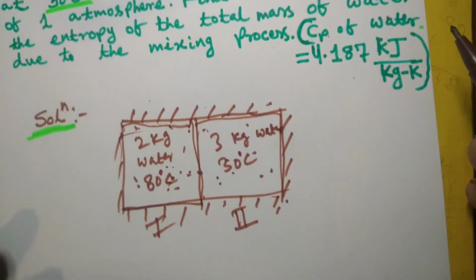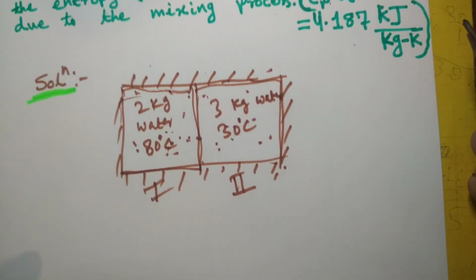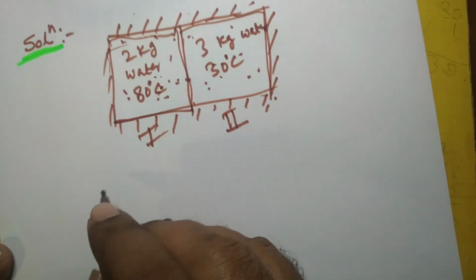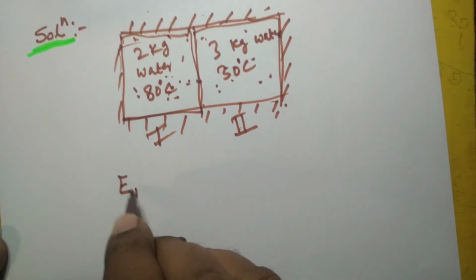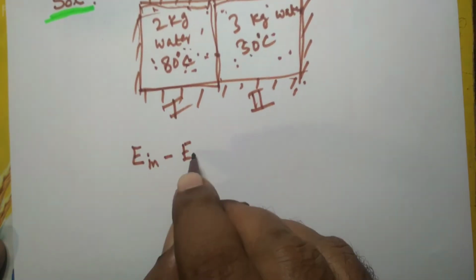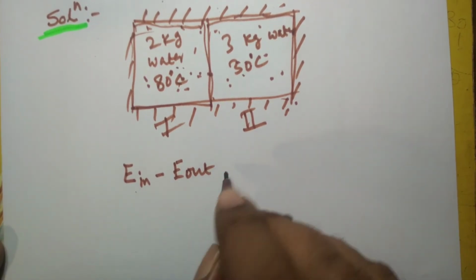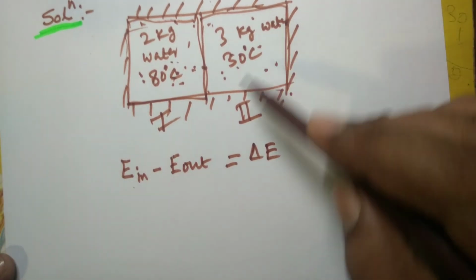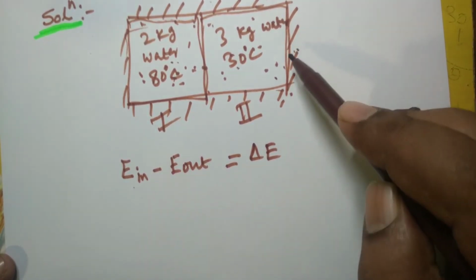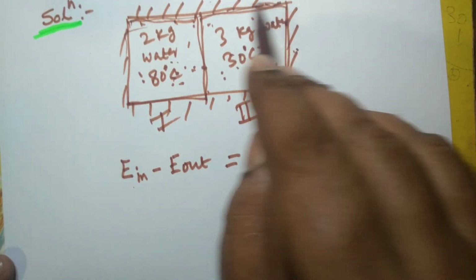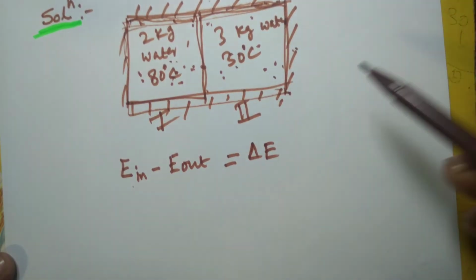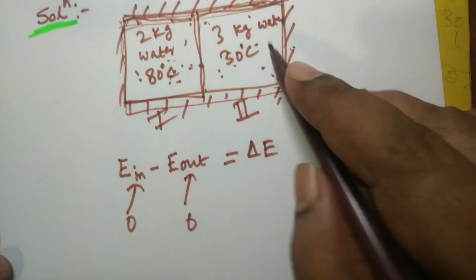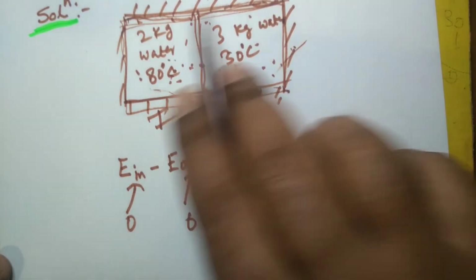So first our objective is to find the equilibrium temperature, and first we can apply the energy balance principle, which is nothing but E in minus E out is equal to delta E. This is the energy balance principle, and in this case no energy is entering this system. If you take the complete system for energy balance analysis, then E in is 0 and E out is also 0. There is no form of energy leaving this total system.